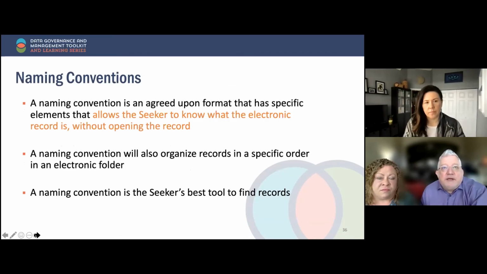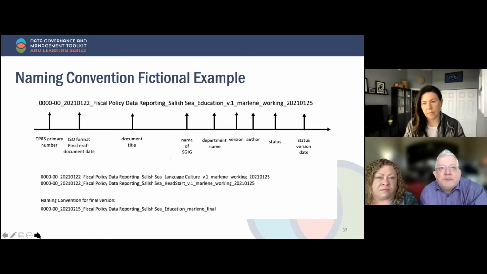The previous slide introduced how RIM can support data management with a naming convention. A naming convention is simply an agreed-upon format of labeling an electronic record. The creator of the record applies a naming convention to the record the first time it's saved. The naming convention allows the seeker to know what the document is without having to open the document. And the naming convention in this way is the seeker's most powerful and best tool for finding records.